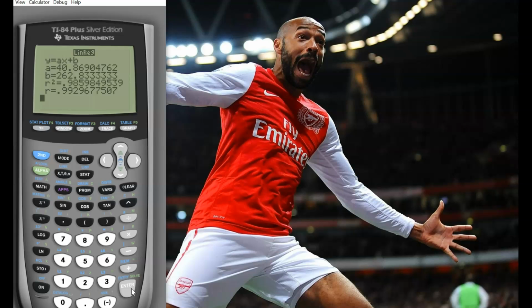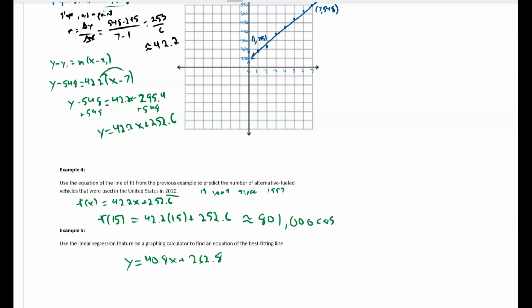R squared and R are slightly different. R can be negative, and it just tells you whether it's strongly positively correlated or negatively correlated. R squared just tells you essentially how well this model fits the data. In the future, we're going to talk about quadratic models, exponential, and so on, and that's where R squared will come into play more. We'll talk about that in the future. But that's how you would use your calculator to find a linear regression model.